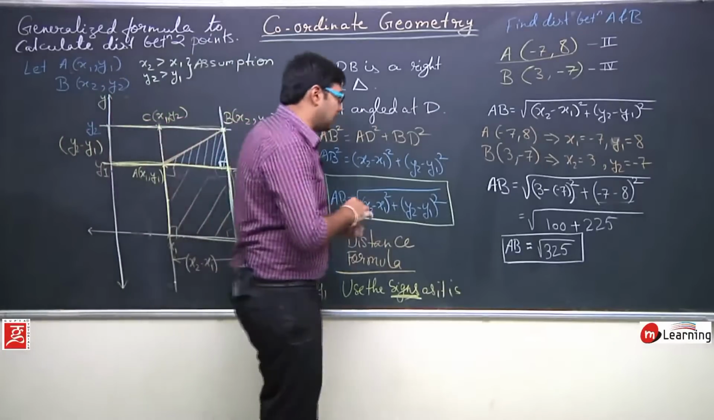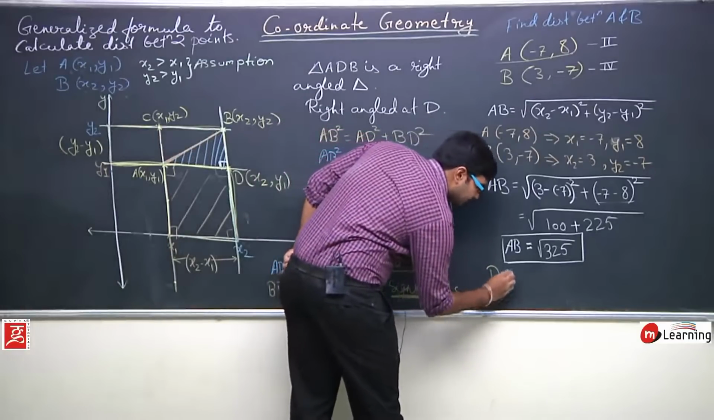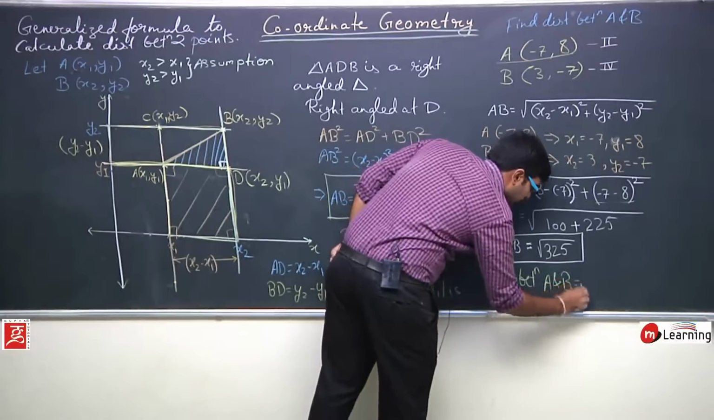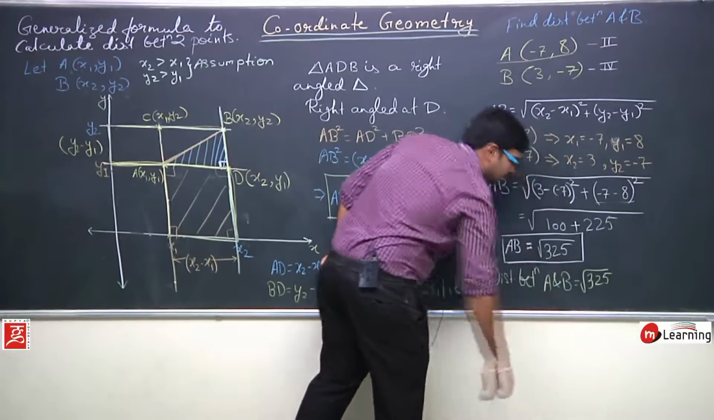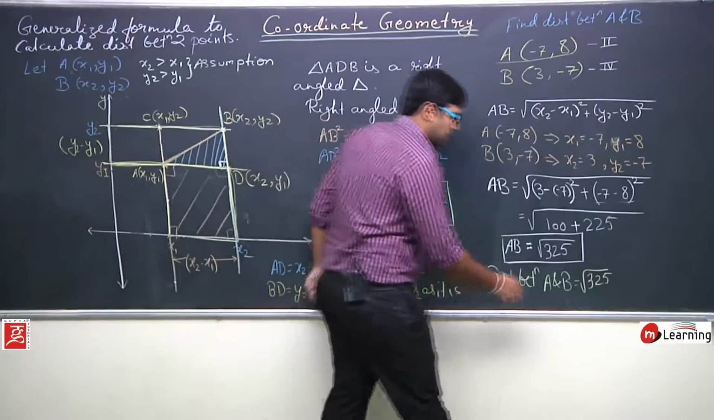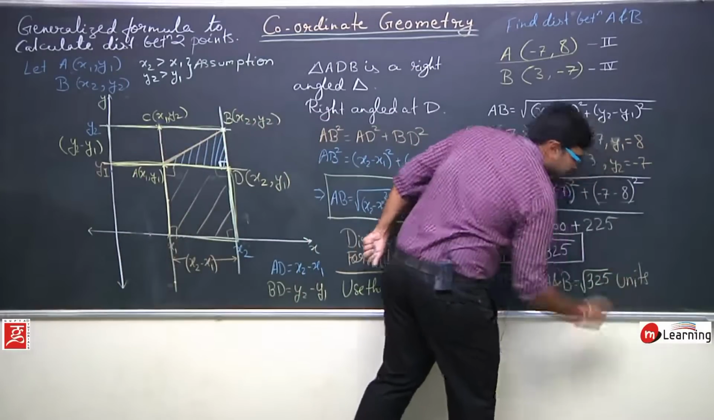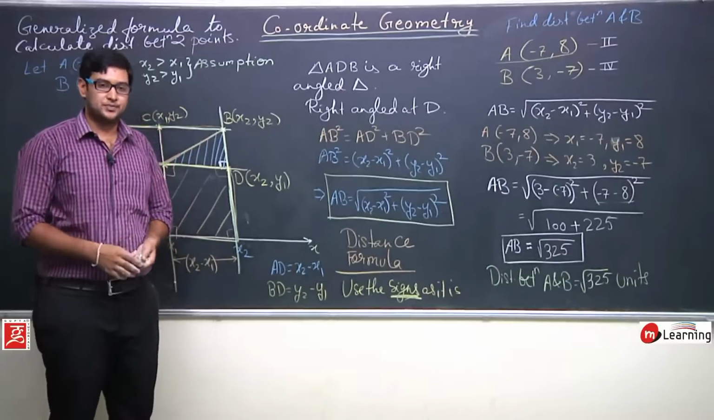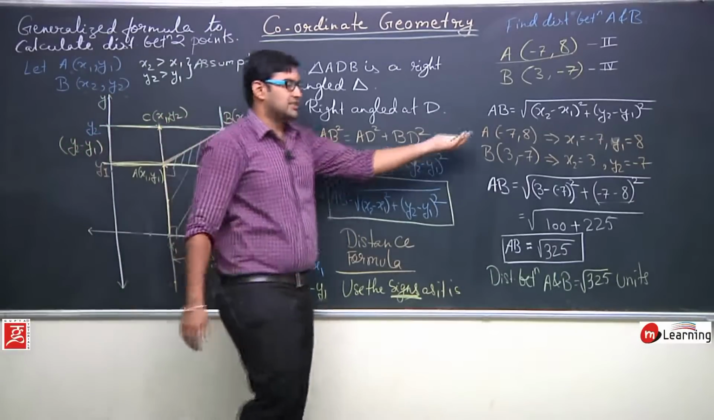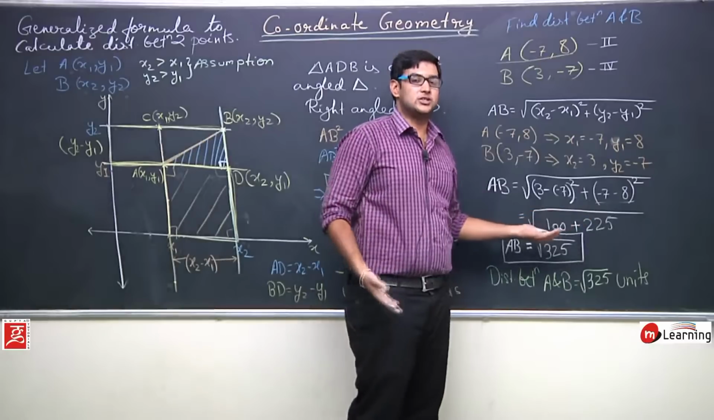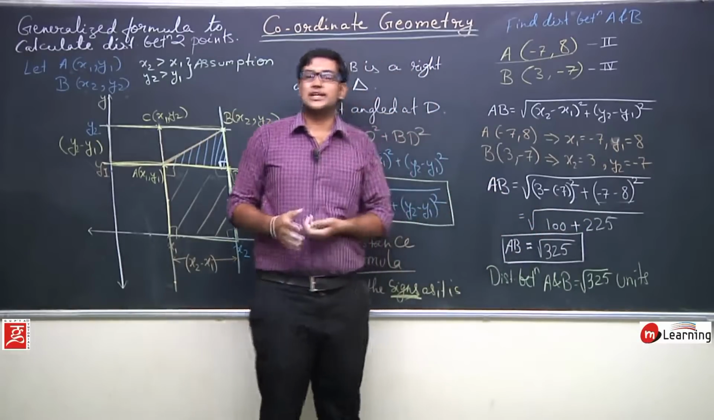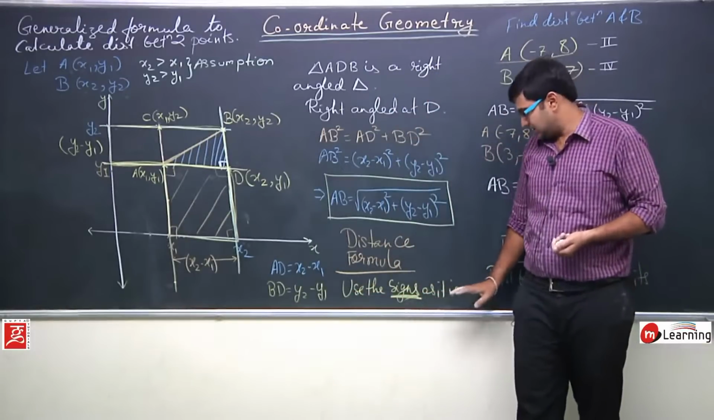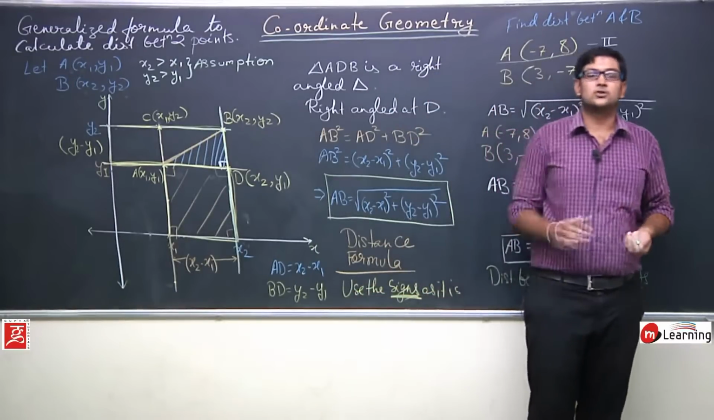So the distance between A and B is equal to root of 325 units. Okay, don't forget to write units. The distance between A and B is root of 325 units. So in this manner you need to use this distance formula. We are going to solve multiple questions based on this distance formula. First, note this down, note this derivation and do not forget this line. This line is very important. You need to remember this. So first you note this, then we will continue.